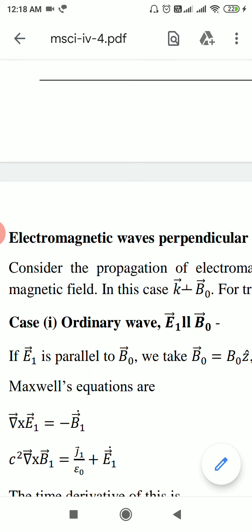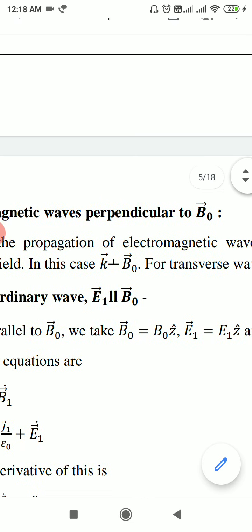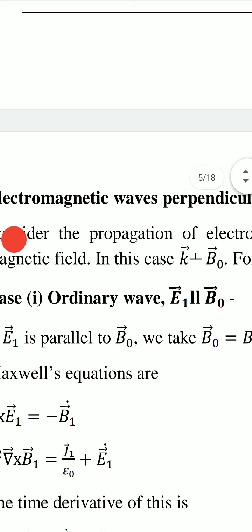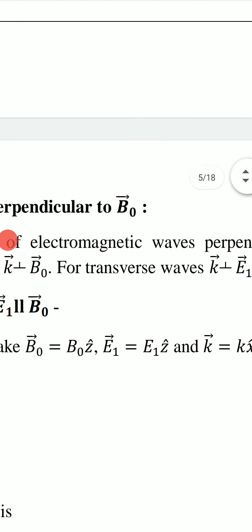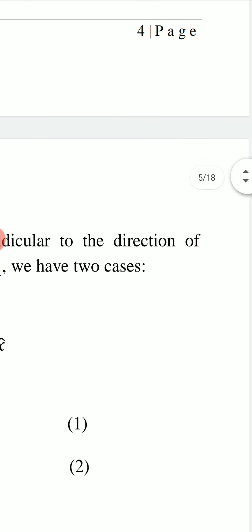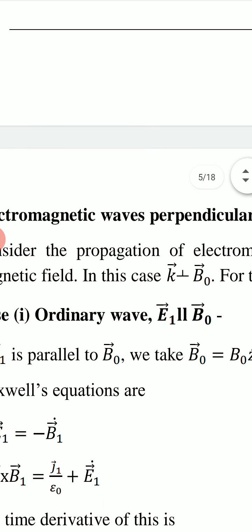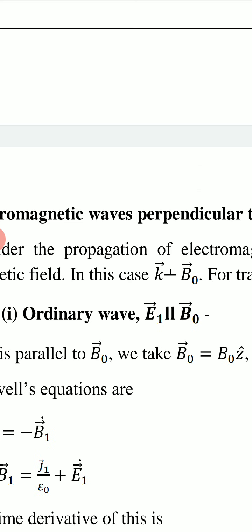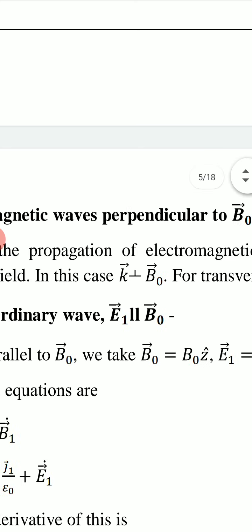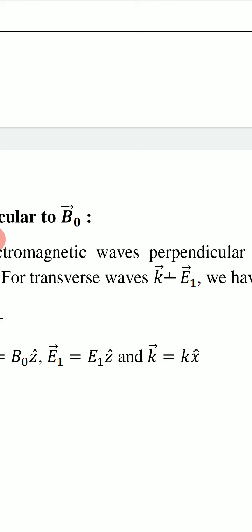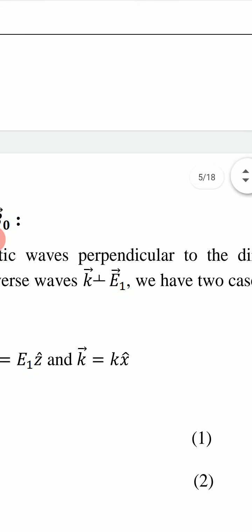Today we will consider electromagnetic waves perpendicular to the B0 vector. Consider the propagation of electromagnetic waves perpendicular to the direction of magnetic field B0 vector. In this case, the k vector is perpendicular to the B0 vector. For transverse waves, the k vector is also perpendicular to the E1 vector.